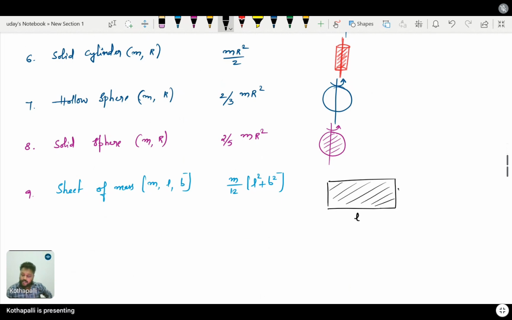Length L, breadth B. Moment of inertia we are taking about its center of mass axis. Let's see like this. The derivation of this part we can do by using the case of the rod. After completing the parallel axis theorem and perpendicular axis theorem, you will understand how this m by 12 L square plus B square has come.